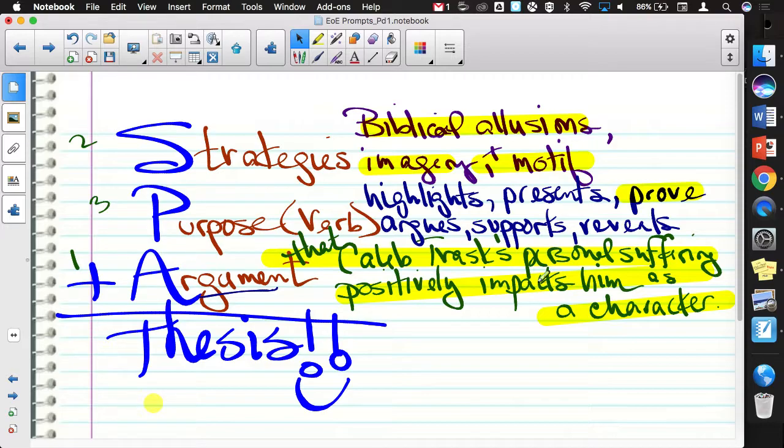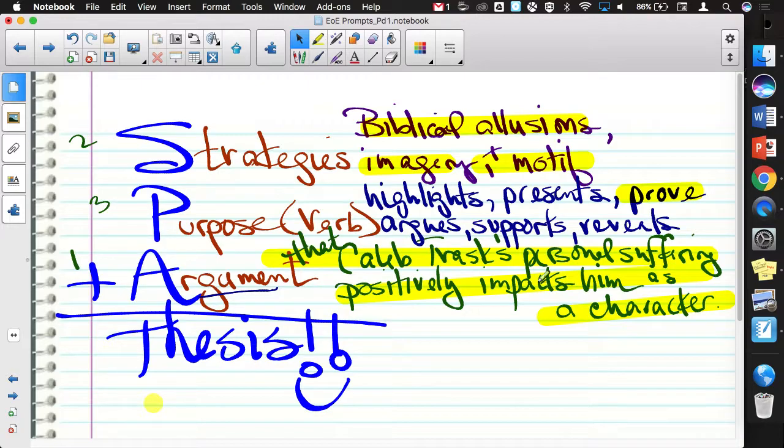Okay. Yesterday we did practice with thesis statement again. So remember strategies, purpose, argument. And as we do again a couple things throughout the course of the next few weeks, this is going to be your go-to sentence structure for a thesis. So try not to reinvent the wheel.